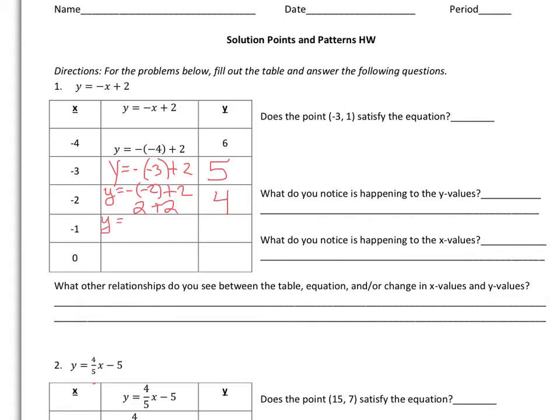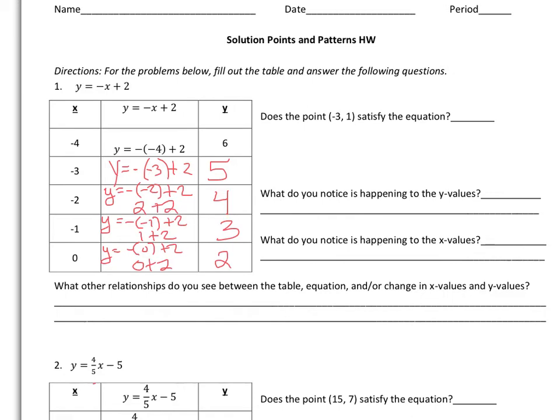So y equals negative negative 1 plus 2. Two negatives make a positive again, so it's 1 plus 2, which is 3. And finally, substituting a 0, negative 0 plus 2. When it's just a 0, we don't care about the positive or negative because it's just 0 plus 2, which equals 2.